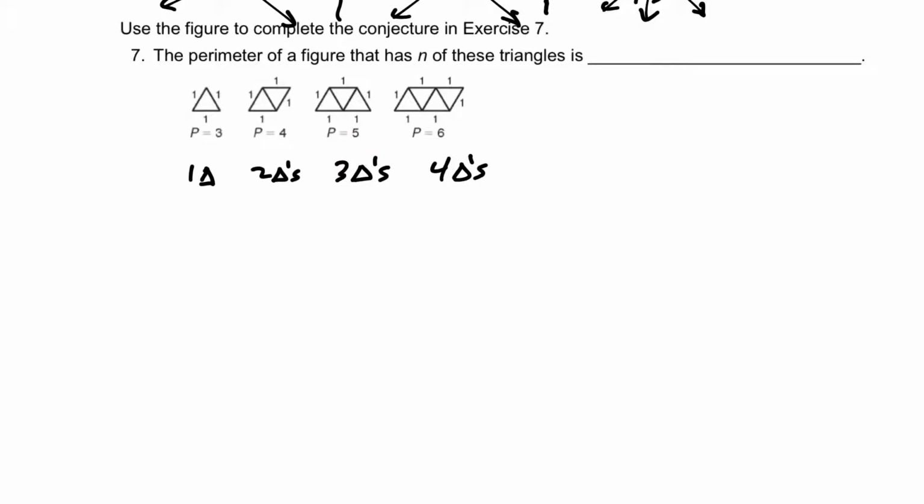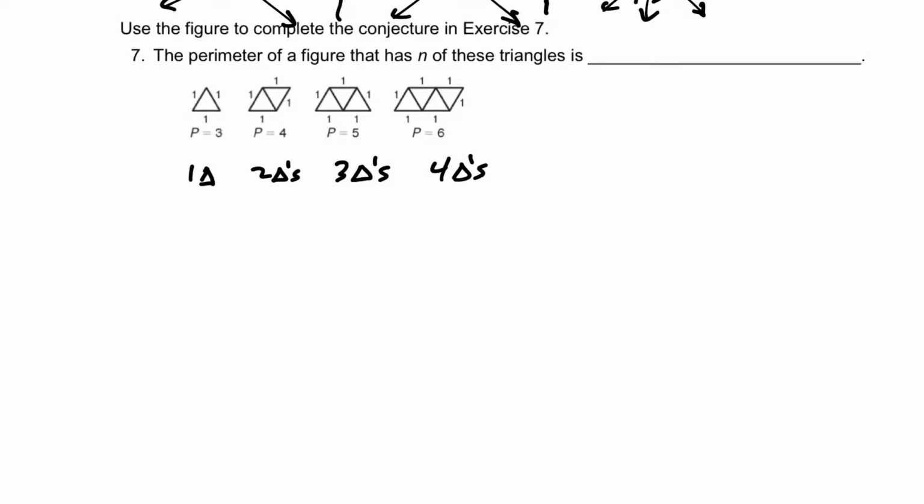And then down here I noted how many of these triangles are in each figure. So this first figure has 1 triangle. The second figure has 2 triangles. The third figure has 3 triangles. And the fourth figure has 1, 2, 3, 4 triangles. So then the pattern that we're trying to look for here is we're trying to relate the perimeter to the number n, the number of small triangles. Okay? So in this one, n represents the number of small triangles.